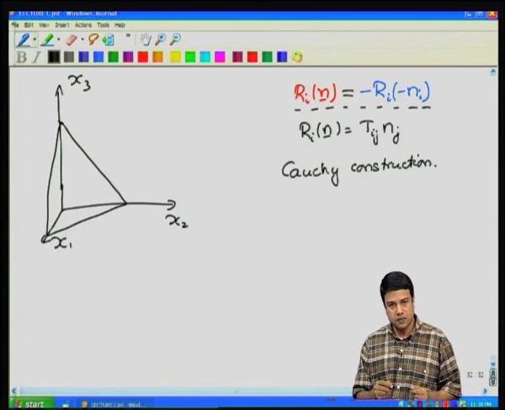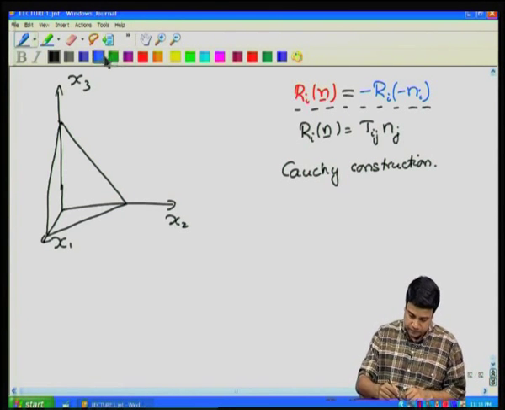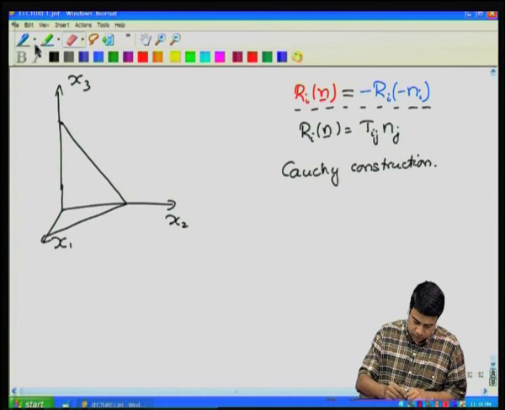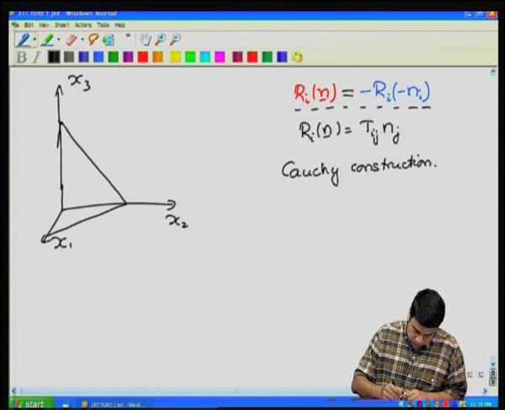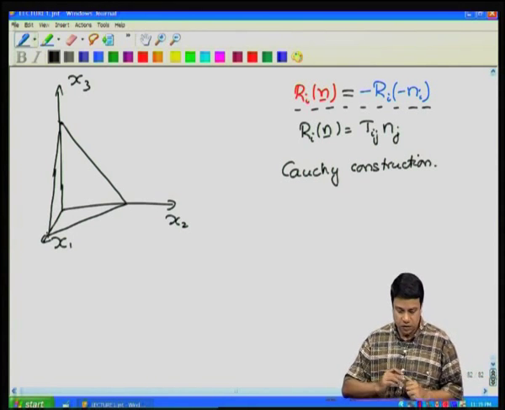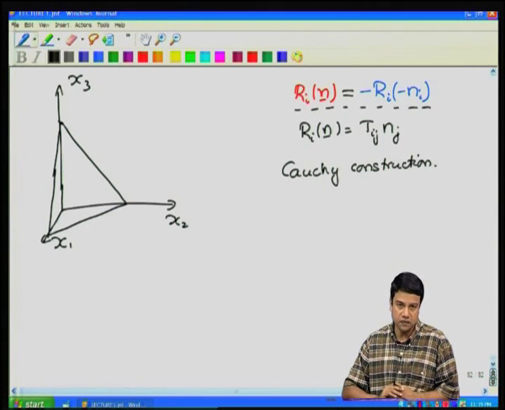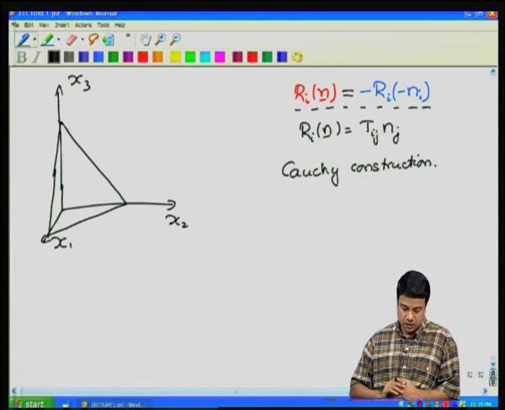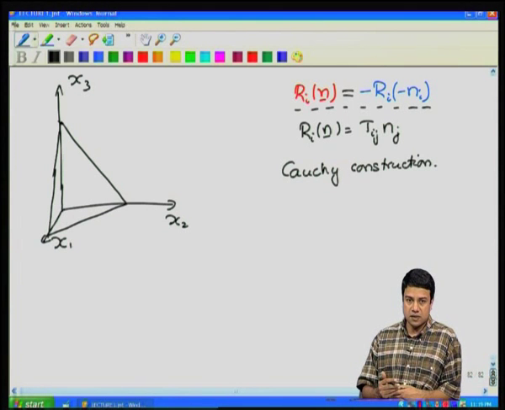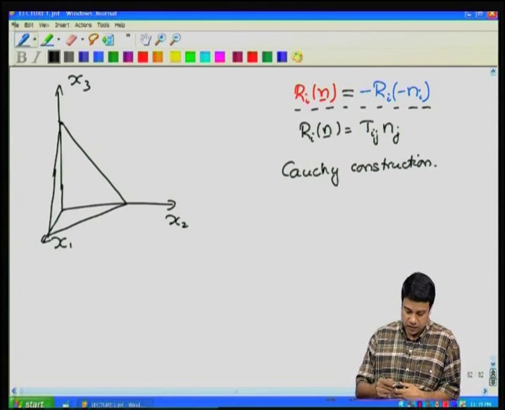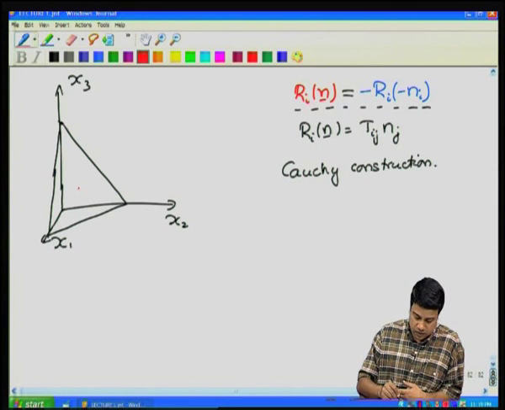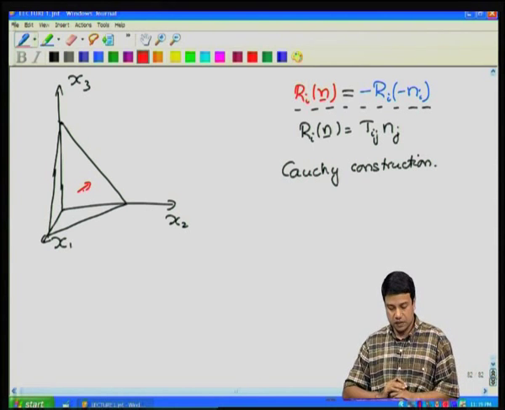So, it is bounded by 4 planar surfaces. One is the x1, x2 plane, x2, x3 plane, x1, x3 plane, and this slanted surface, the surface that is at an angle to all of these 3 planes. This surface that is at an angle has an outward unit normal which is coming out of the plane, perpendicular to this surface.